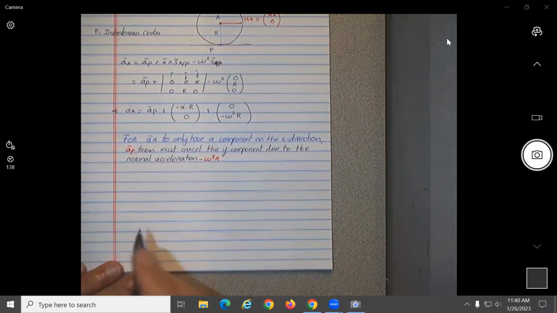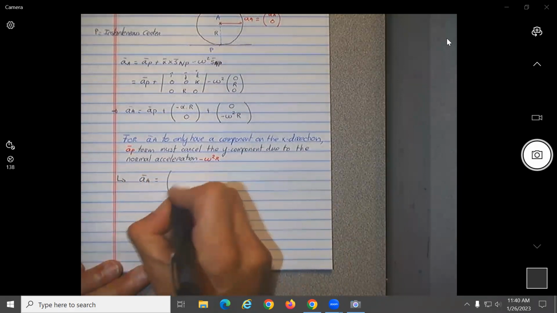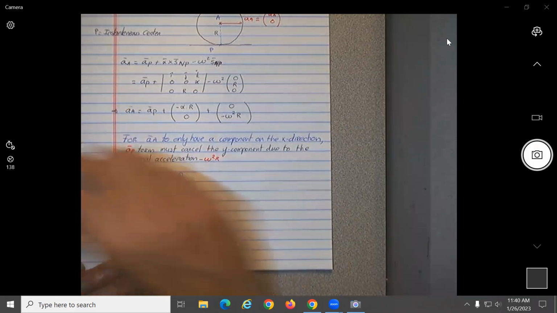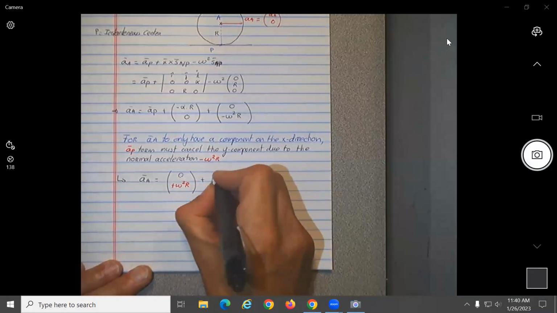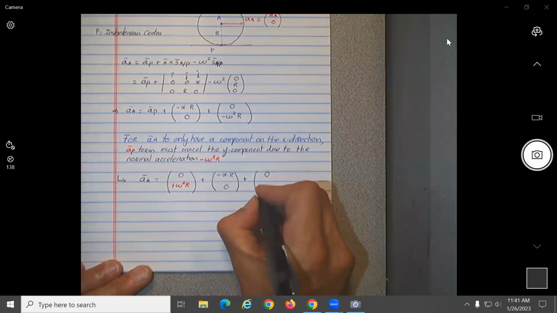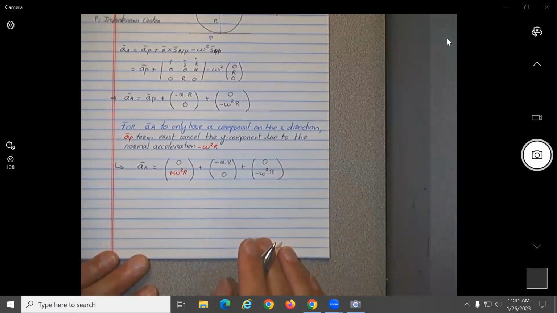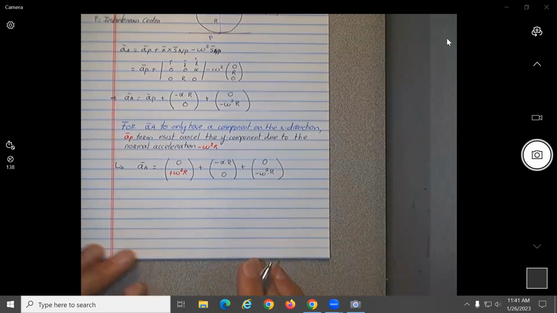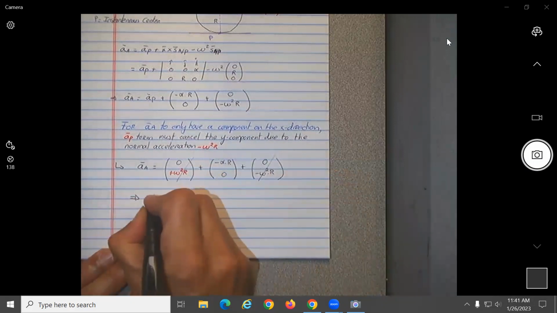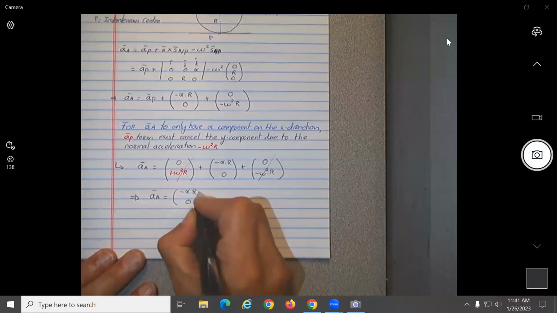So what does that mean? The acceleration of A will be equal to 0, positive omega square R, plus negative alpha R, 0, plus 0, minus omega square R. So what's going to happen, this term is going to cancel this term, and acceleration of A will only be equal to minus alpha R and 0.